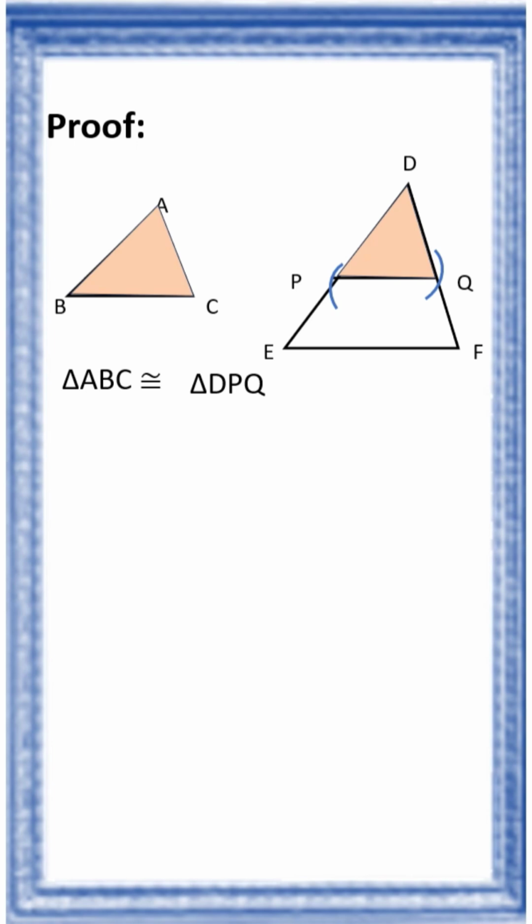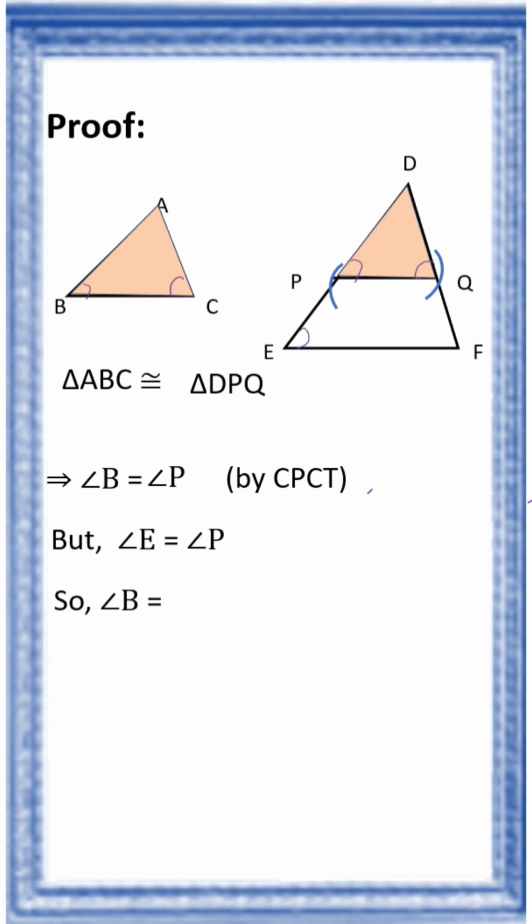Observe the figure also. It implies that angle B is equal to angle P, isn't it? Corresponding parts of congruent triangles. Similarly, angle C is equal to angle Q. But before that, observe, angle P is equal to angle E. We have proved this one, isn't it? So here observe RHS and RHS are equal. So LHS should be equal to one another. Angle B is equal to angle E.